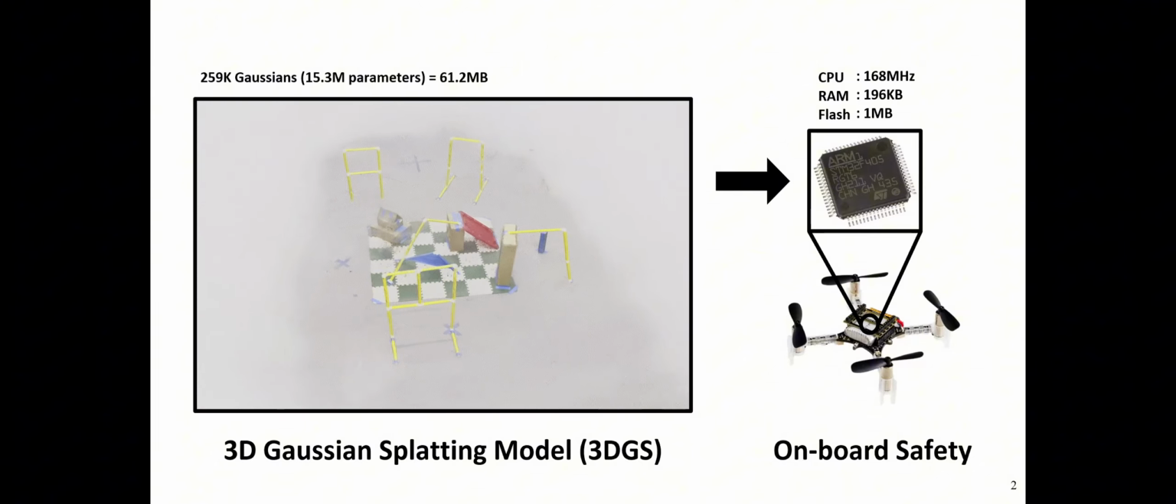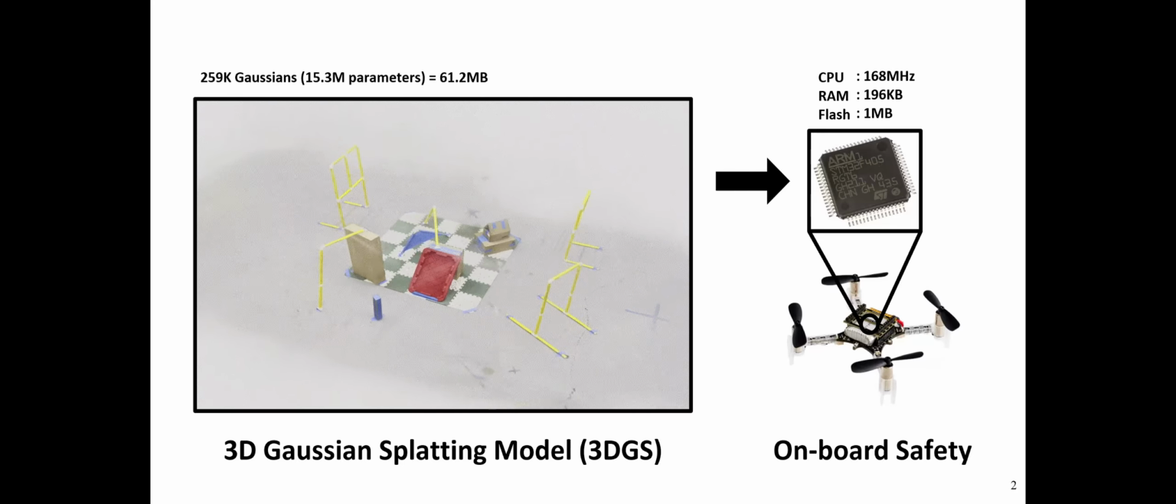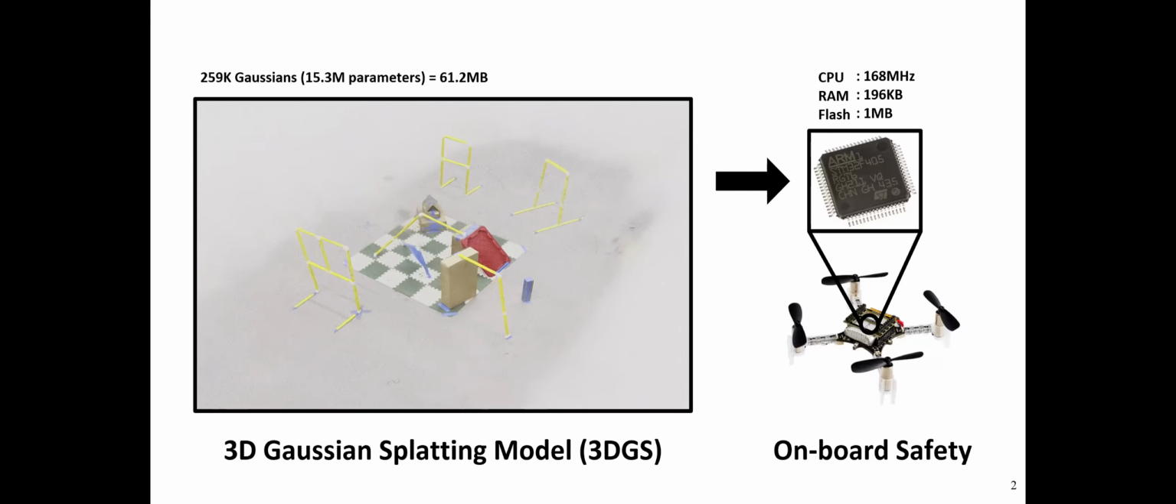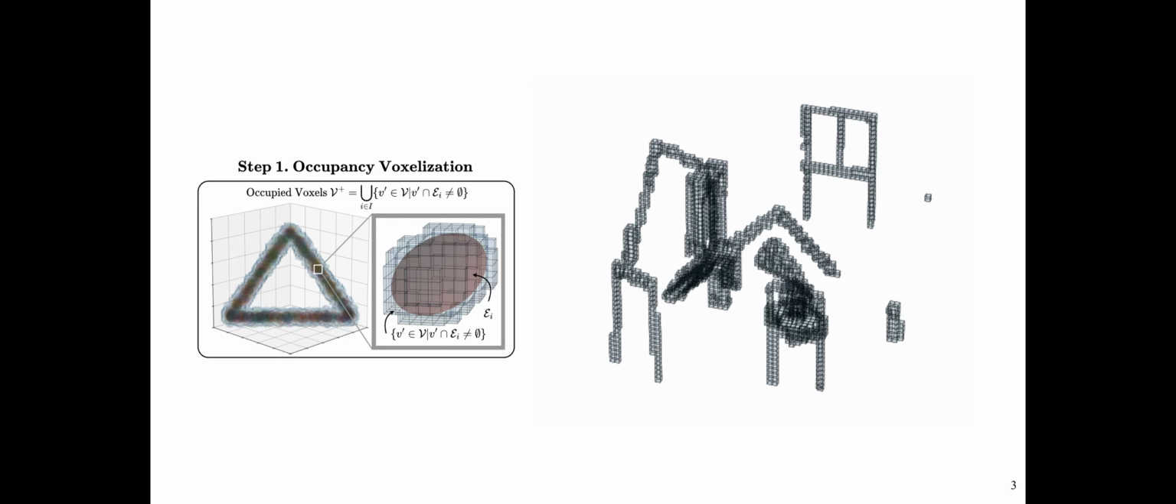PolyMerge enables safe navigation on board by compressing the model into a set of polytopes that can represent the obstacles in a more compact way compared to the cloud of Gaussian distributions. PolyMerge proceeds in 3 steps.